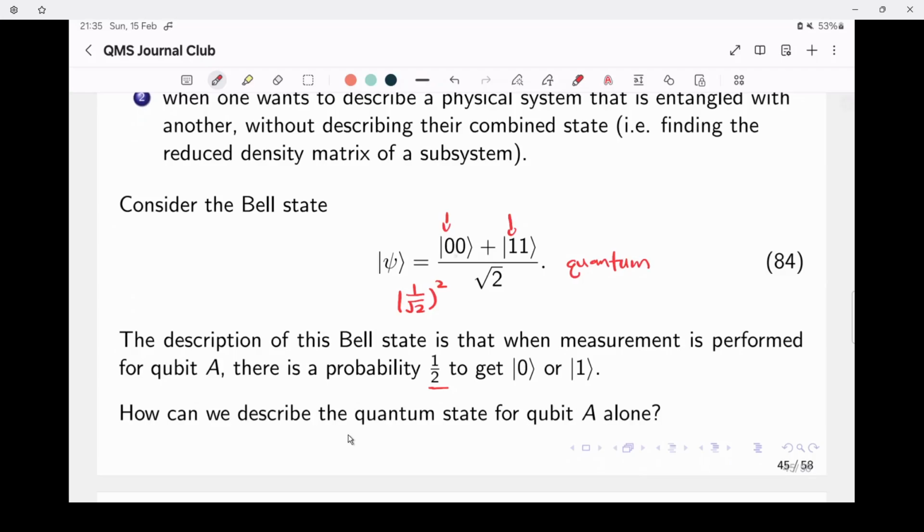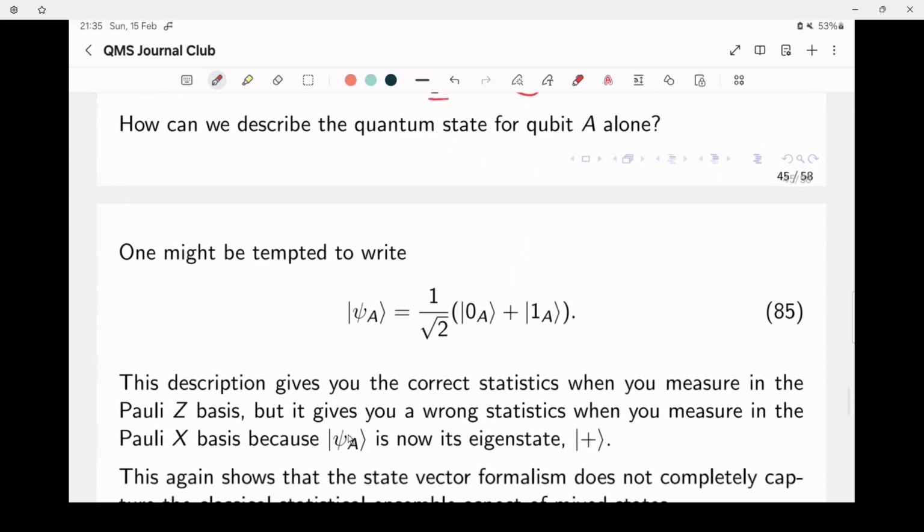So once you measure the first qubit as 0, for example, then the second qubit has to be 0 due to entanglement. Or if you measure it to be 1, then the second qubit has to be in the 1 state, again due to entanglement. So if, let's say, we want to describe this particular quantum state for just qubit A alone, how would we try to describe it? We might be tempted to just write, oh, okay, for qubit A, basically we can write in this form.